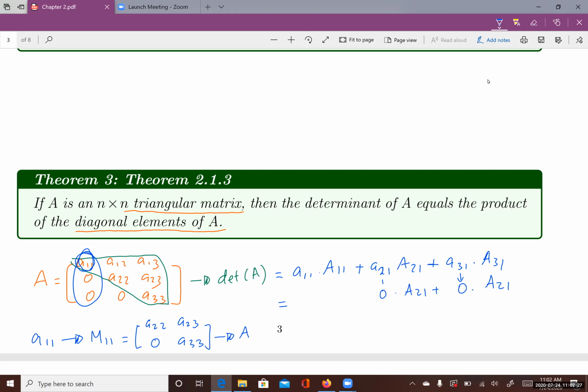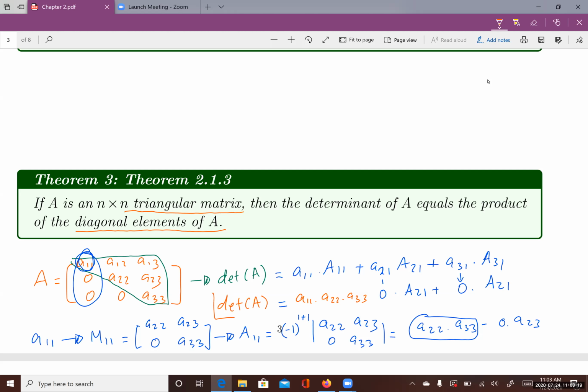So then I can find big A11 equals -1 raised to 1 plus 1 multiplied by the determinant of M11, which is a 2 by 2 matrix. So then I have -1 to the power 2, which is just 1. And the determinant is A22 times A33, right? Minus 0 times A23, which is just 0. So what does it tell you? This is the big A11. So then I can replace this here, A11 times A22 times A33, which gives you the determinant of A. As you can see, it's just the product of all the diagonal elements of A.